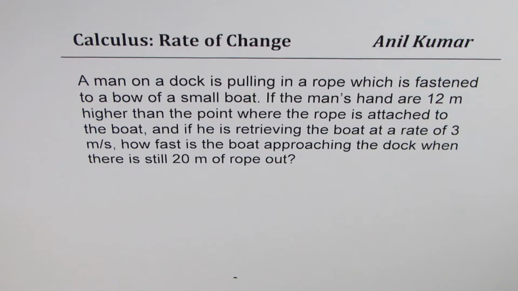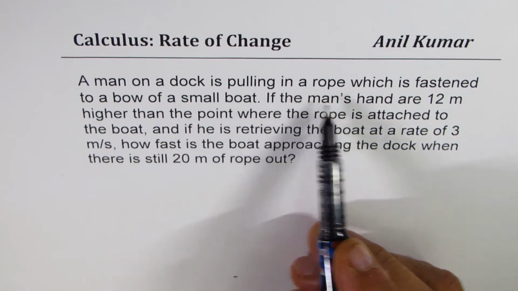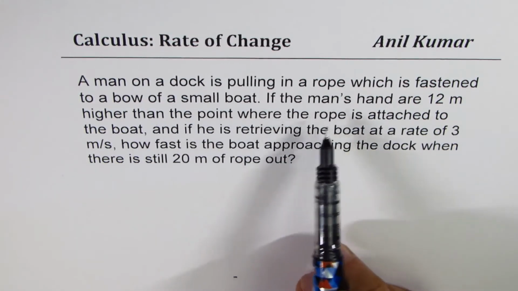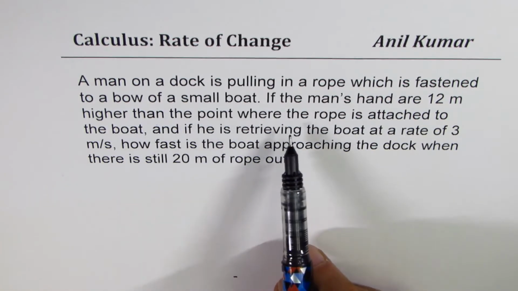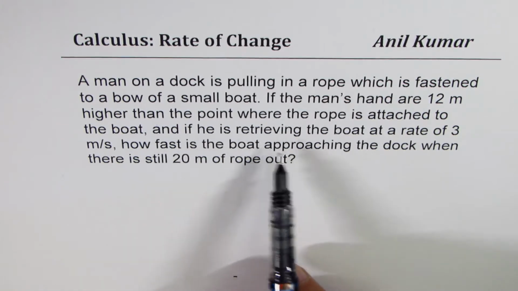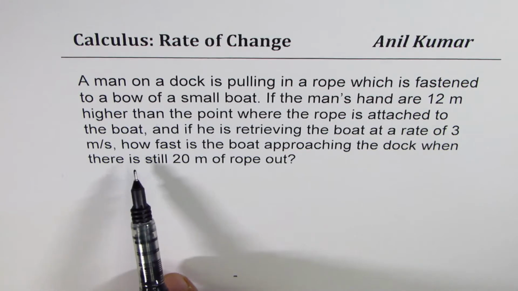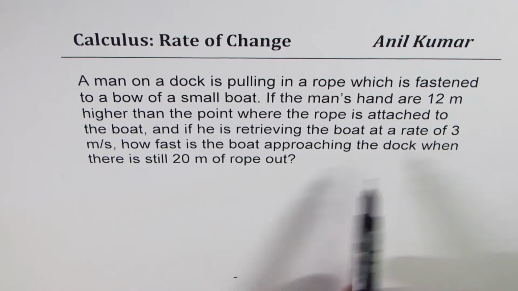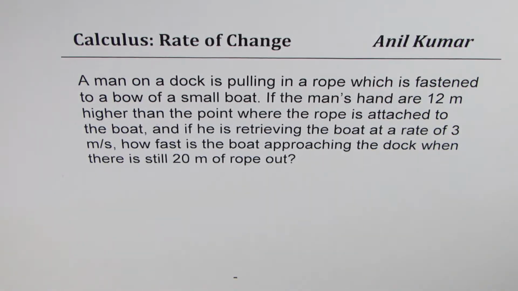The question here is, a man on a dock is pulling in a rope which is fastened to a bow of a small boat. If the man's hands are 12 meters higher than the point where the rope is attached to the boat, and if he is retrieving the boat at a rate of 3 meters per second, how fast is the boat approaching the dock when there is still 20 meters of rope out?